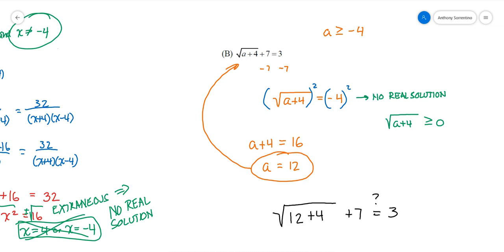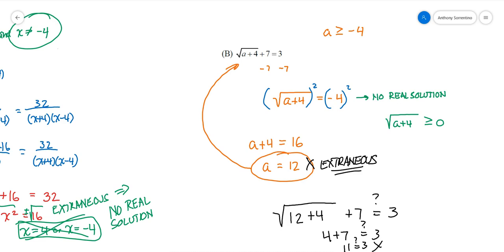Well, 12 plus 4 is 16. The square root of that is 4. Does 4 plus 7 equal 3? Well, no. 4 plus 7 is 11. So that doesn't work. So this is extraneous because it simply doesn't work. That happens very frequently with radical equations as well. I'll get solutions that algebraically are sound, but when I go back and check them, they just don't work. They don't cause a domain restriction or an issue like that. They just don't work. And that's what happens here.